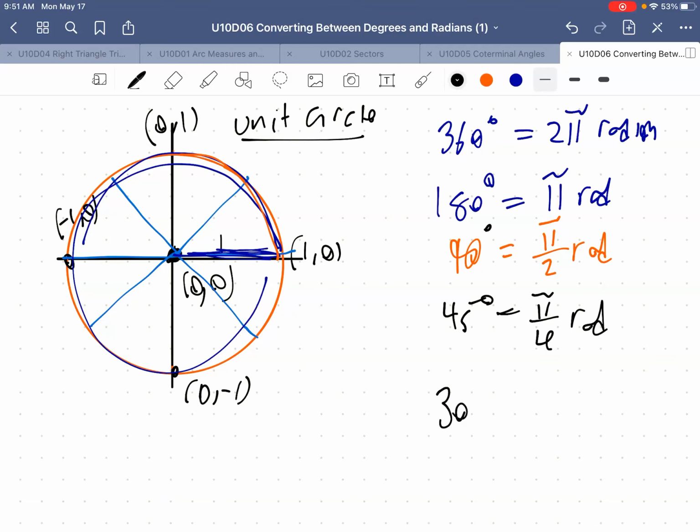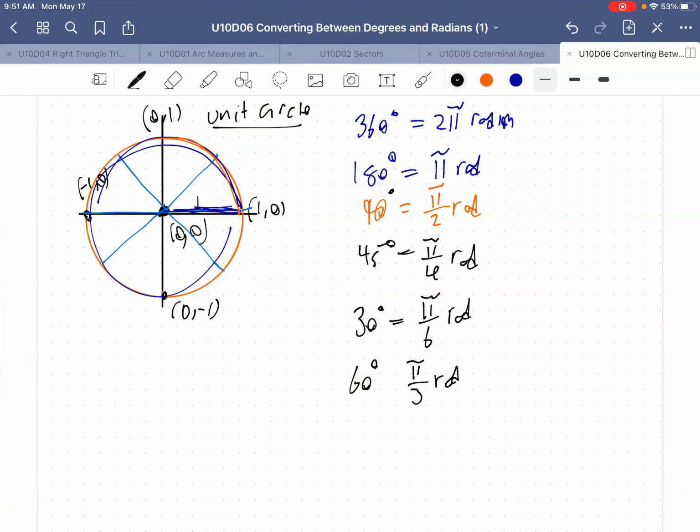If I wanted to get 30 degrees, I would take 90 degrees and divide it by 3, and that would be pi over 6 radians. 60 degrees would be double that, or pi over 3 radians. So these are some of the more common ones you'll see. There is a formula for simply converting one to the other.